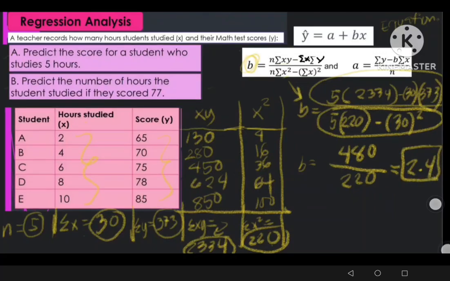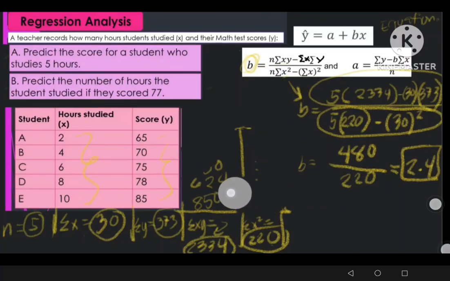Let's proceed to solving our A. But before that, let's erase this one. Let's just take note of the answers. Let's erase. Take note of the answers.